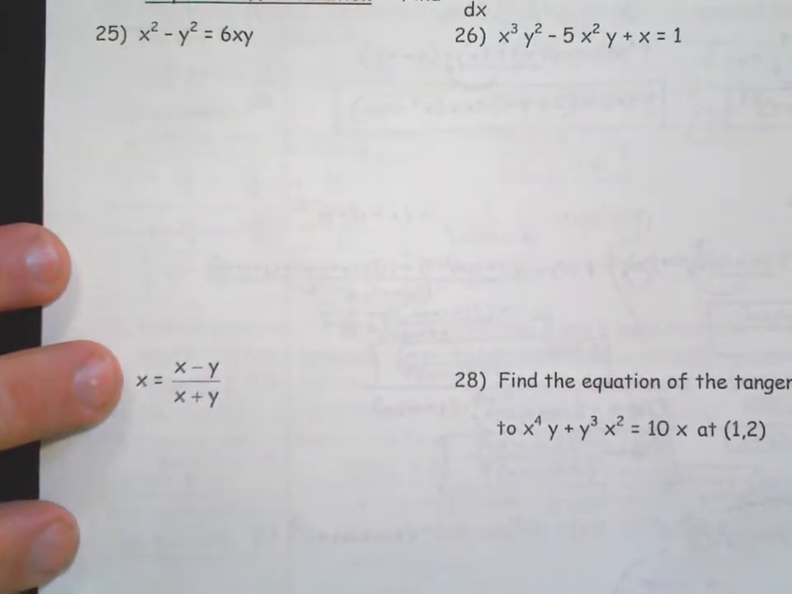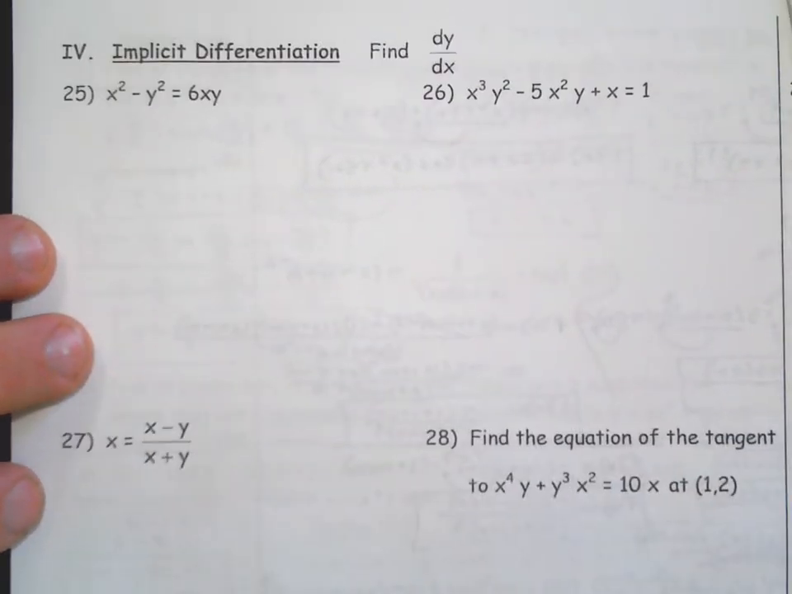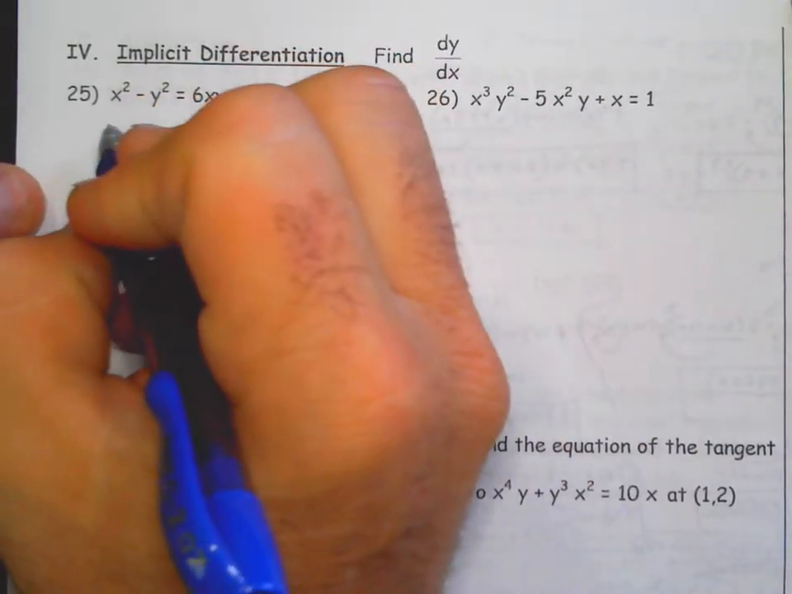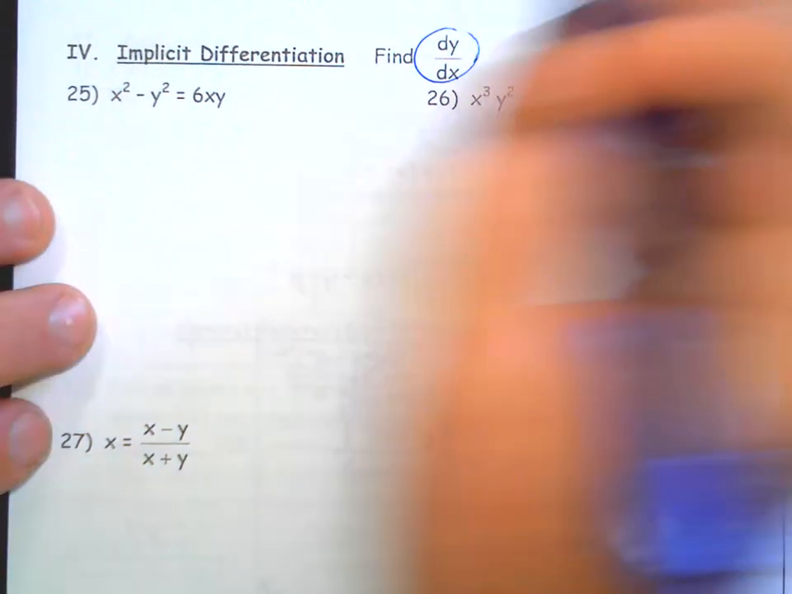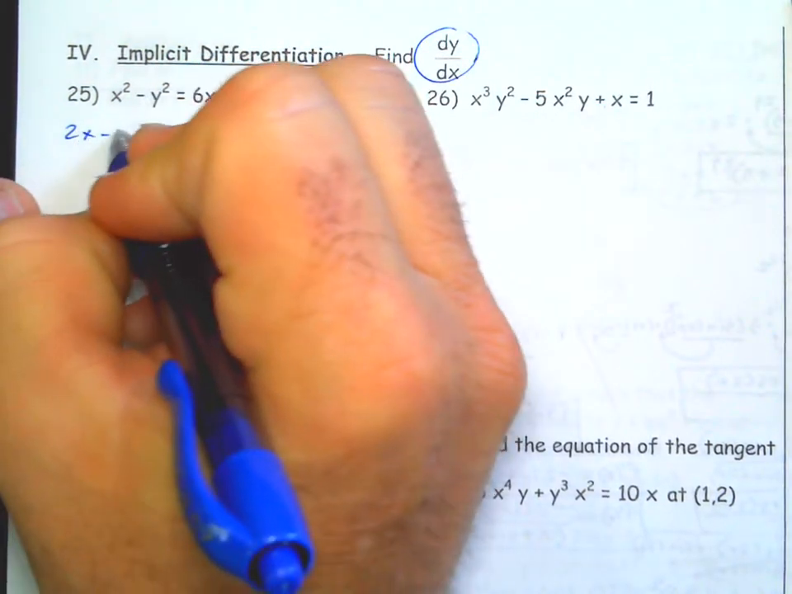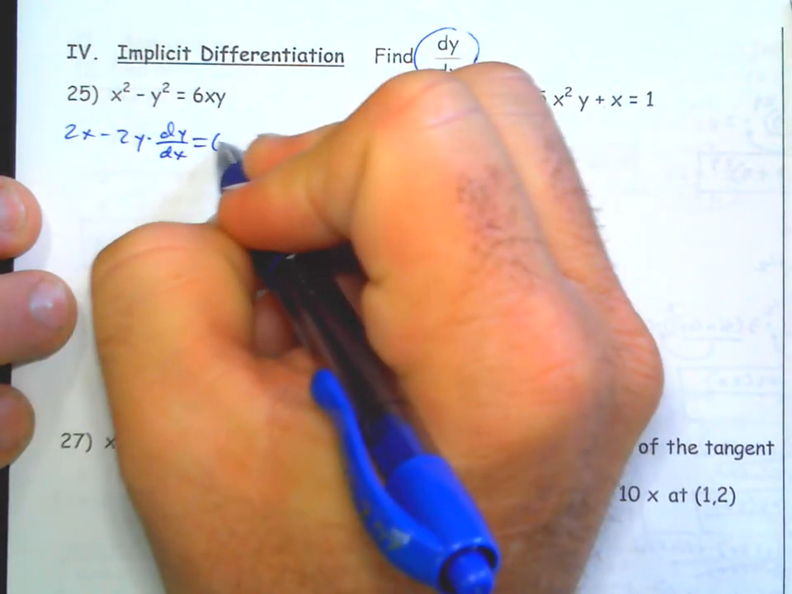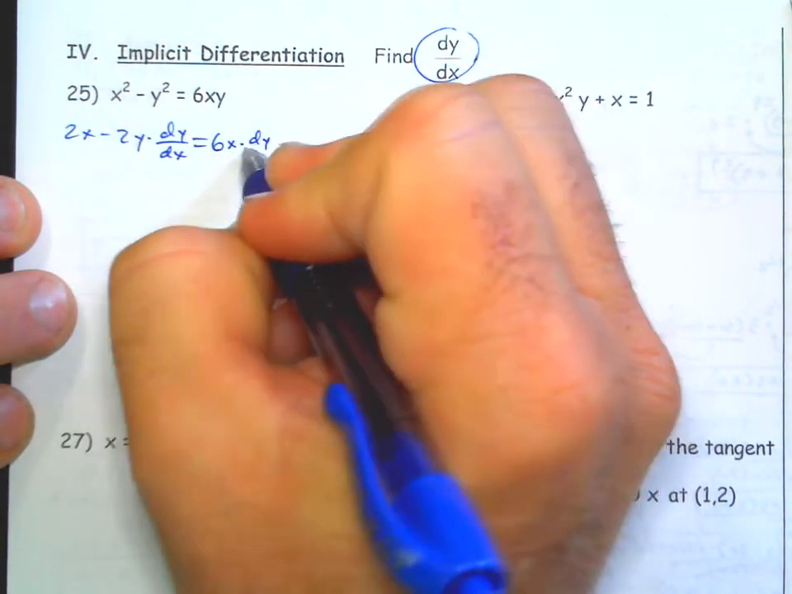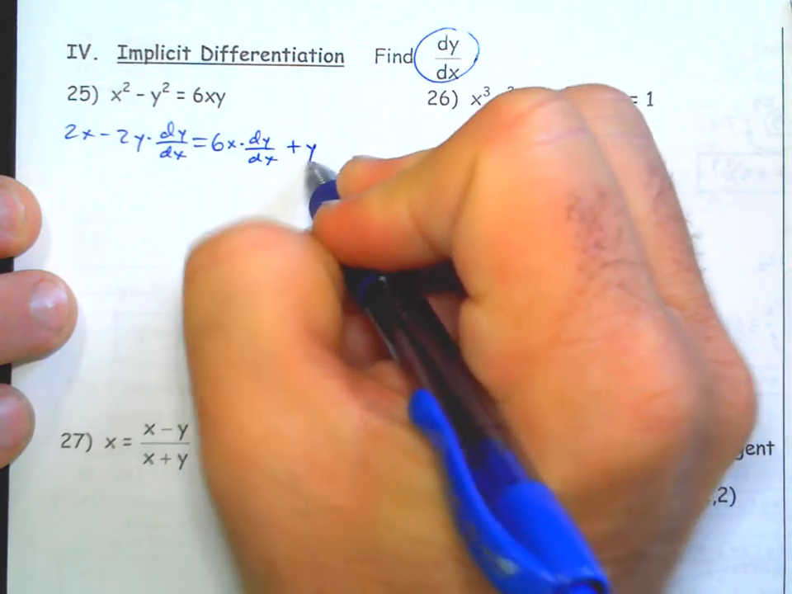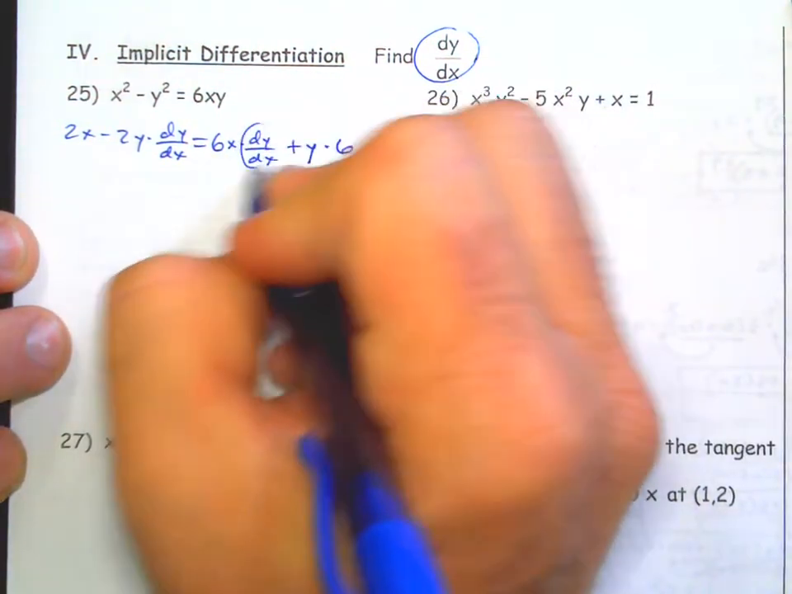All right, now for some implicit differentiation. We're just trying to find dy dx. So it's going to be 2x minus 2y dy dx equals product rule: 6x times root of y is dy dx, plus y times root of 6x is 6. So here's your dy dx.